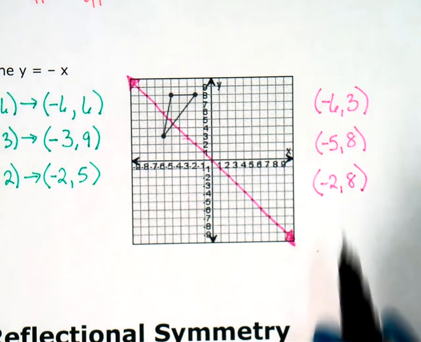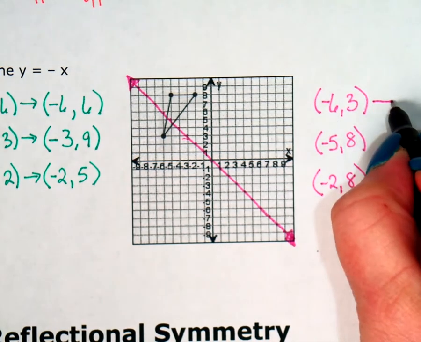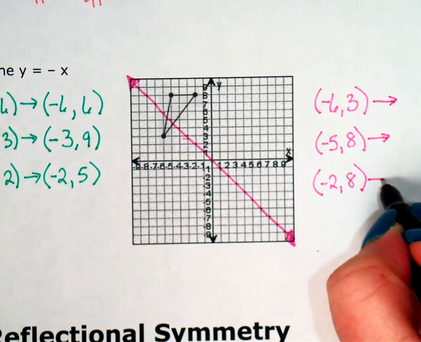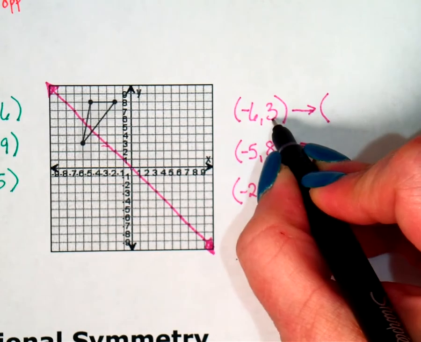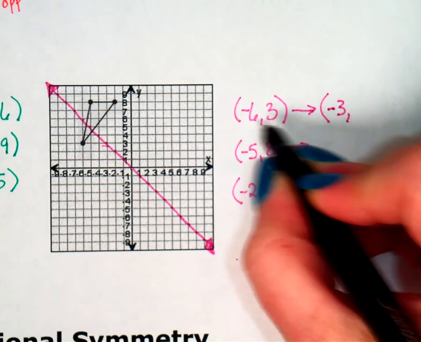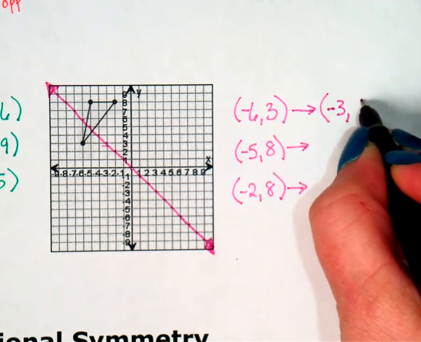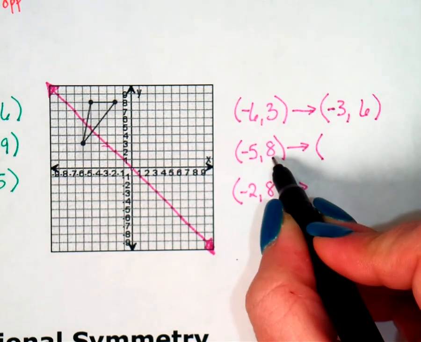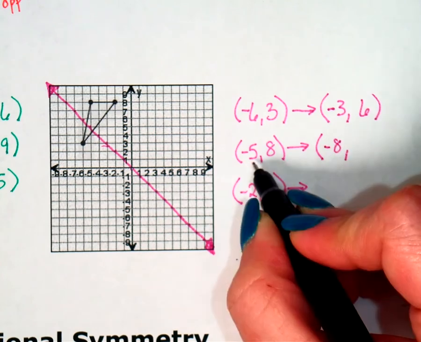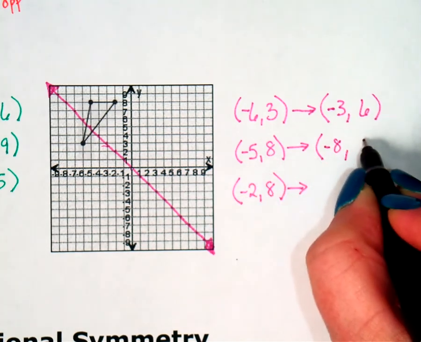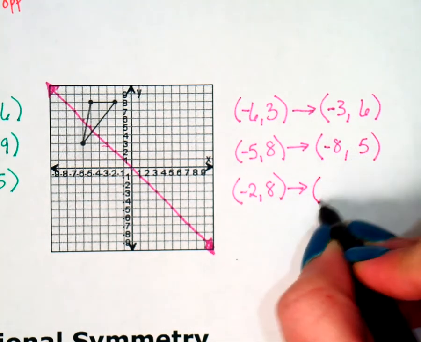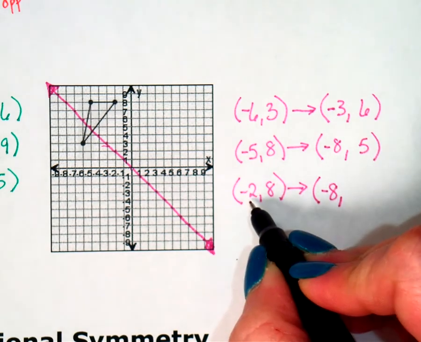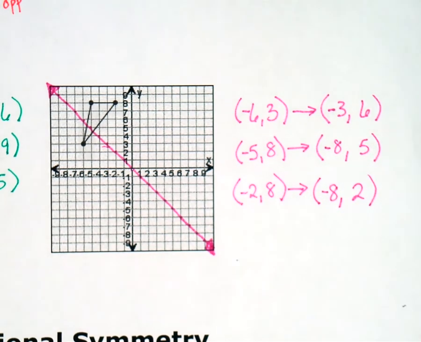Okay, so when I am reflecting, it's the opposite of y, the opposite of x. So the opposite of y is going to become negative 3, and the opposite of x is going to become a positive 6. The opposite of y is negative 8. The opposite of x is positive 5. The opposite of y is negative 8. The opposite of x is a positive 2. Okay? All right, so now let's graph our new image points.